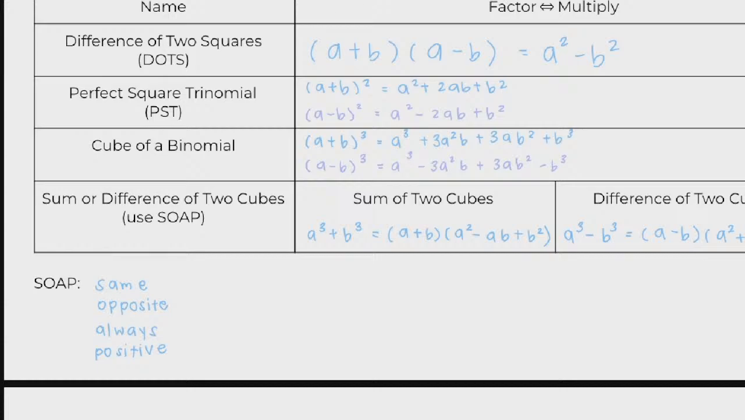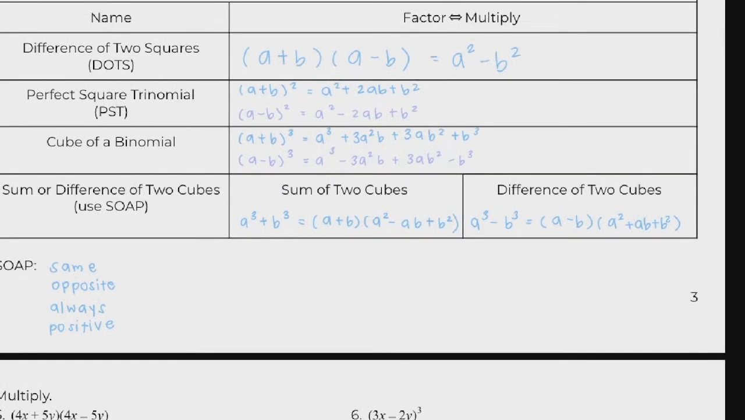So in this first one, the sum, we have a plus in the middle. So in the first one, we're going to have a plus. That's for same. Next, the sign will be negative. That's the opposite. And the last one is always positive. So that's how you can remember the sign for sum of two cubes and difference of two cubes.